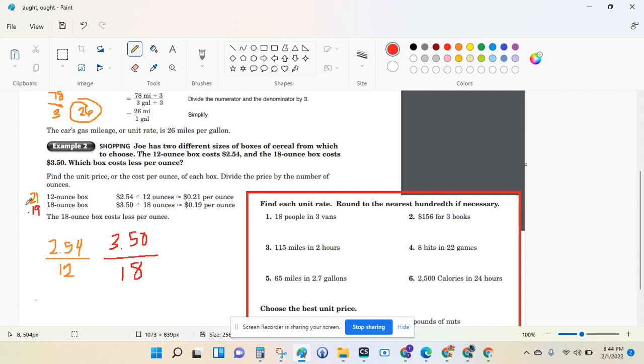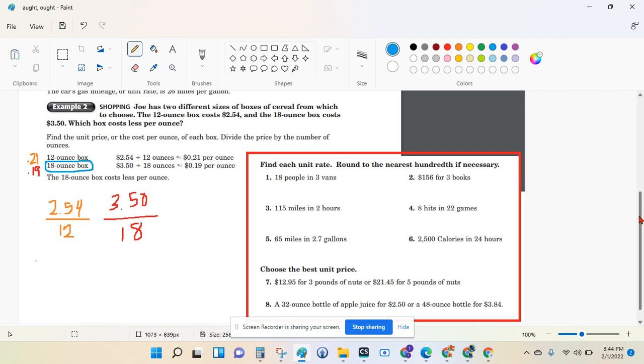And then if you compare the two, which one gives you the better deal? Which one is cheaper? Well, obviously, it's the 18-ounce box. Okay? Now, let's look at some more problems over here.